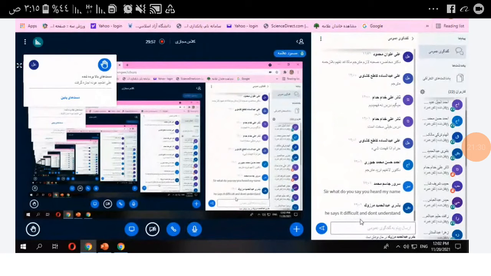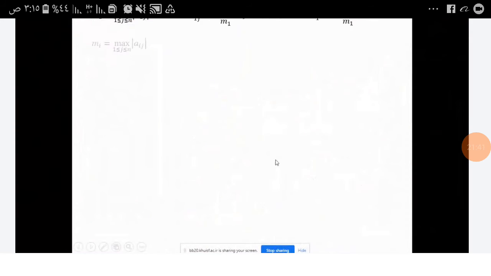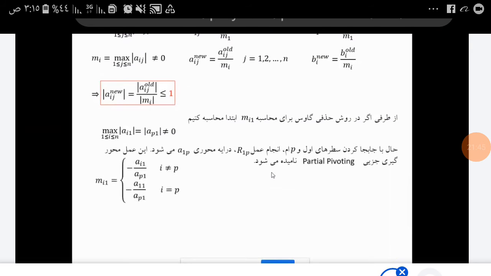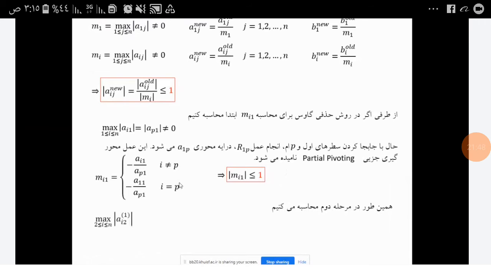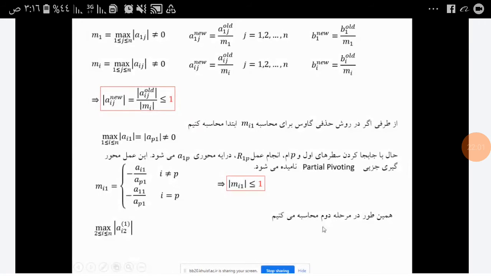Difficult, and you don't understand. We'll have an example now. Wait, and you can see that in our example. Okay. In the second row, second column, we find the maximum. It will happen in row Q, and we change the second row with the Q row.